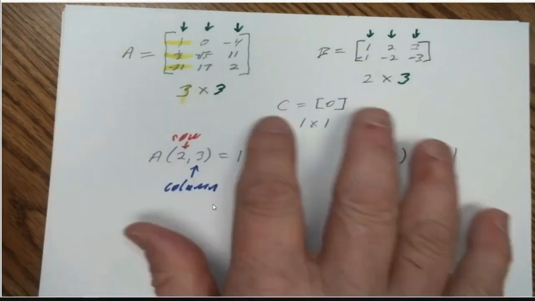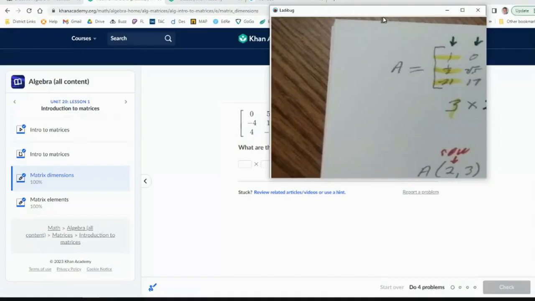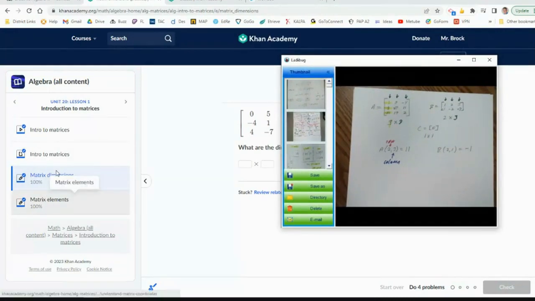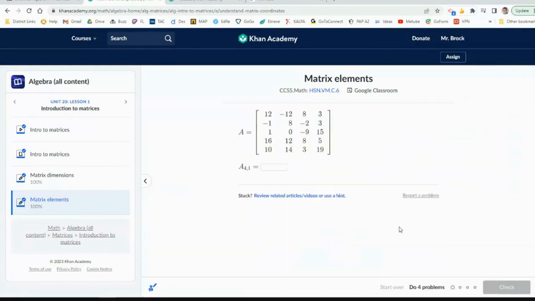So that's what we're starting out with, looking at these first few lessons in Khan Academy. But the videos do a great job of walking you through that. If we look, this is the matrix elements assignment. See, are you ready to practice? It's asking A 4, 1. Yeah, they don't use the parentheses. They do it like a subscript.